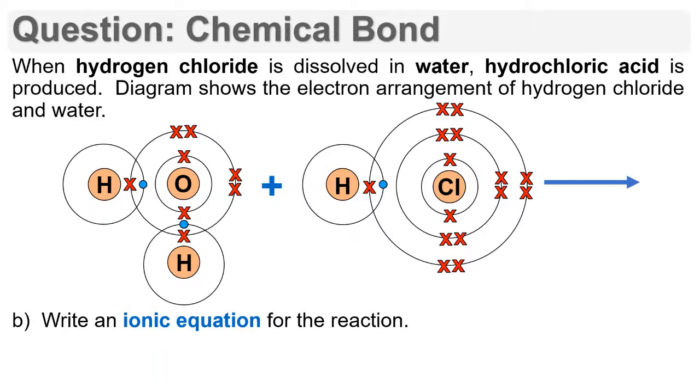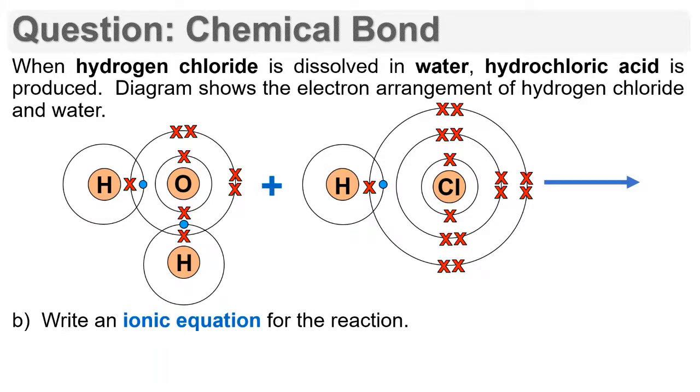B. Write an ionic equation for the reaction. When hydrogen chloride dissolves in water, hydrochloric acid is formed. Hydrochloric acid consists of ions, namely the hydroxonium ion, H3O+, and the chloride ion, Cl-.